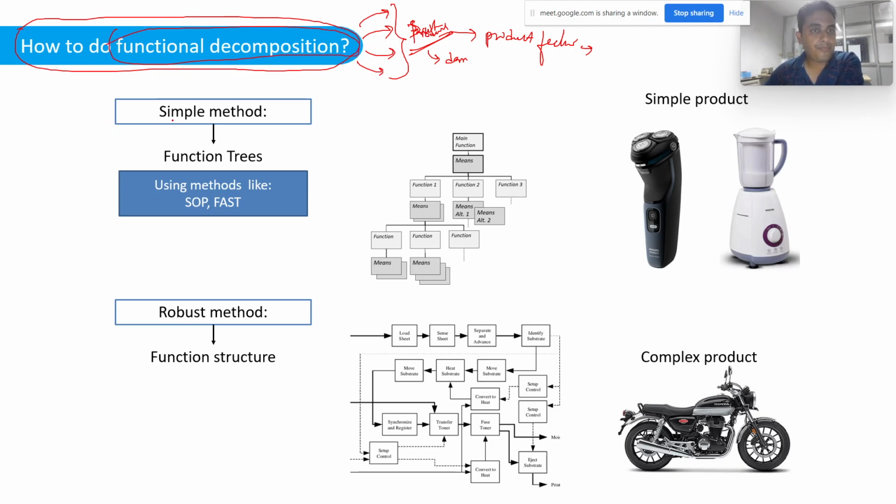So there are basically two types of methods. One is simple methods, sorry, it should be plural, and there are robust methods. So what are the differences? Both simple methods and robust methods are basically types of methods for functional decomposition.